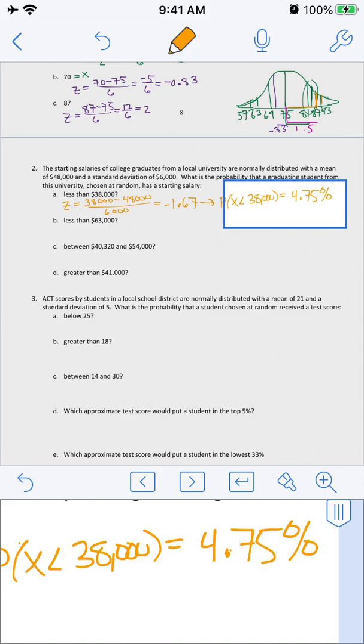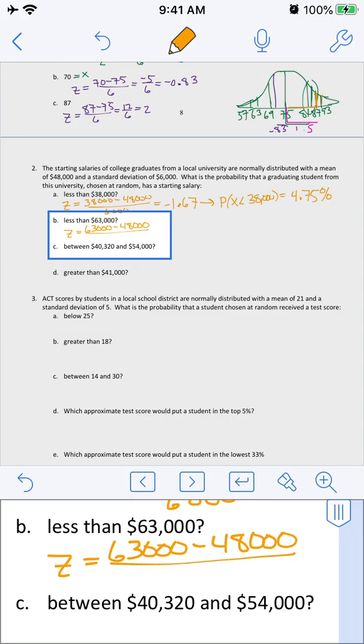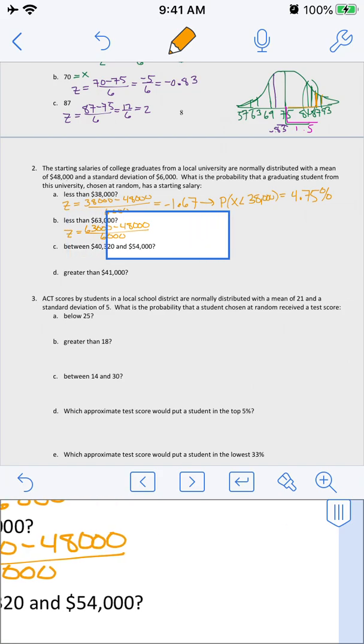Okay, what is the probability someone is less than 63,000? Well, that one's bigger, so we're looking at a positive number, right? Because it's bigger than the mean. But let's go ahead and see what positive number. Z equals 63,000 minus 48,000 all over the 6,000 standard deviation. Plug that in. You get 2.50. And yeah, we still want to take that to 2 decimal places. I know it seems silly, but 2.50 is better than just 2.5. But that's a z-score, right? So we're forward 2.5 standard deviations.